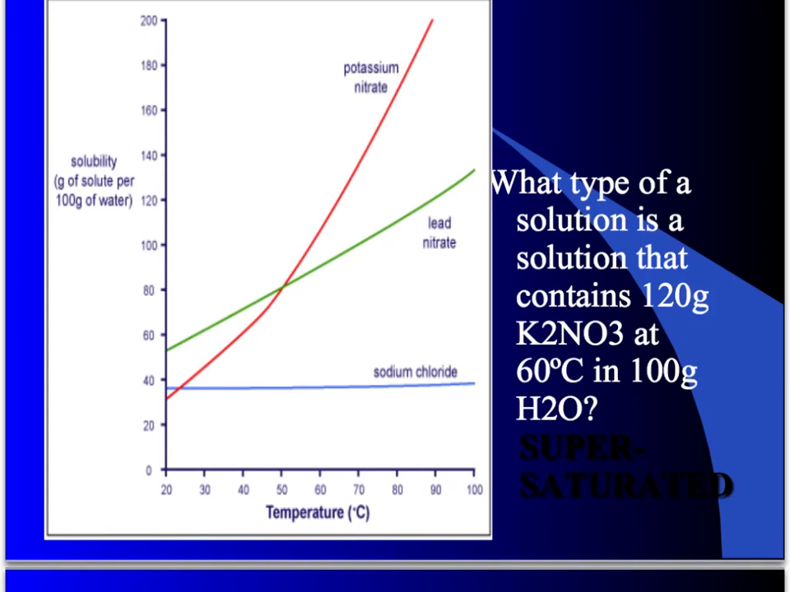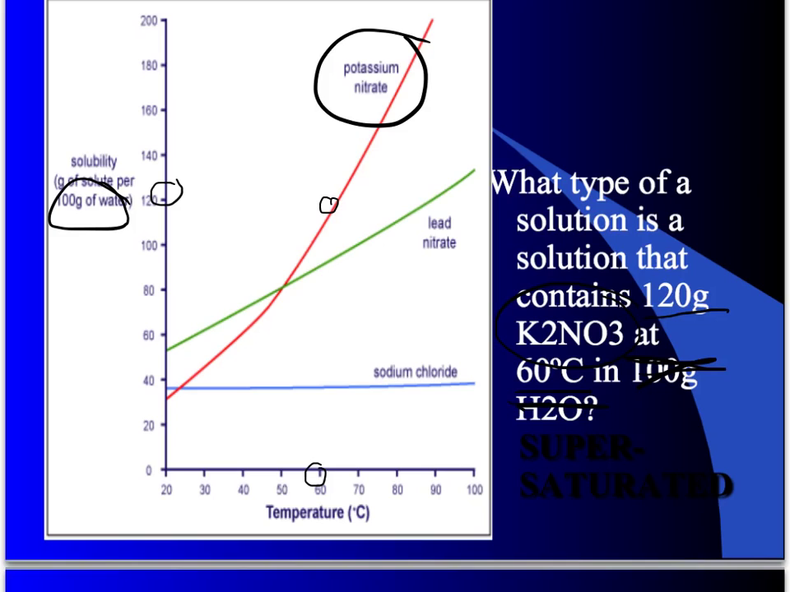Okay, looking at another one. This one is asking about what type of solution is it that contains 120 grams of K2NO3, so that's our potassium nitrate up here, the red line, at 60 degrees Celsius in 100 grams of H2O. And it tells us this is in 100 grams of H2O, so that we don't really have to worry about. So we're looking at 120 grams, just here, and 60 degrees. So if we were to plot that point, it would probably be about here.